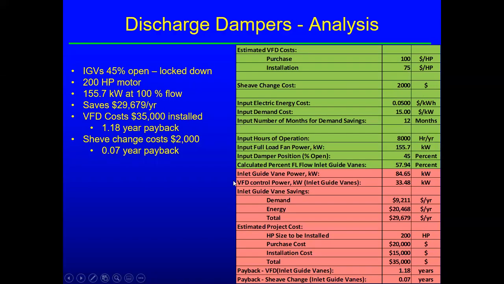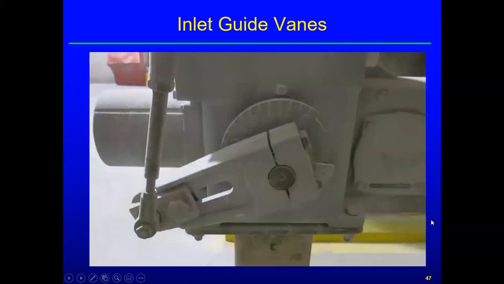It's basically the same analysis. We'd say we're seeing almost $30,000 in savings on this guy, $35,000 VFD cost. I put 2,000 in for the shift change. It's a little bit bigger. So VFD, about 1.2 years, less than 0.1 years if it's a shift change. Okay, there's another one. I think I'm going to skip through that.